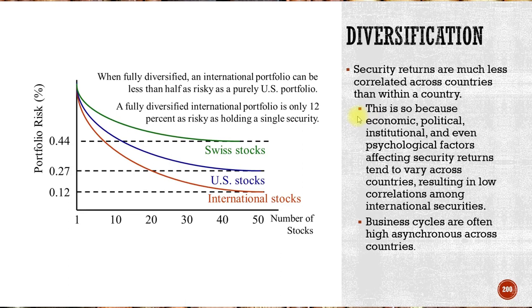So that means that you have less political, institutional, and psychological factors that affect the security returns by having the investments work in different countries. Most countries don't have the same disaster at the same time. The difference is when you have like a virus that goes pandemic. Now we have a global problem, and then you have different sets of rules to pay attention to. That's why it's important to know all the different risks that are involved when it comes to investing.